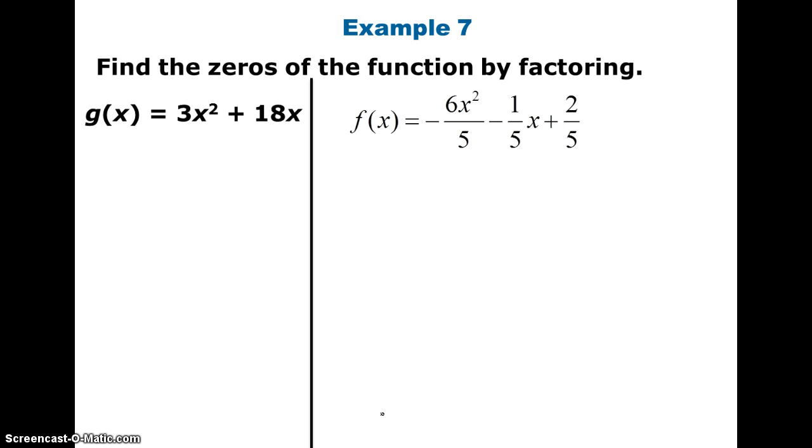I do have a couple more here, and we do have functions. We have g of x on the left side, we have f of x on the right side. So we want to find the zeros, and it says by factoring. So first, that name, g of x, you're going to turn it into a 0, so we can use the zero product property. We have a 3x squared plus 18x.